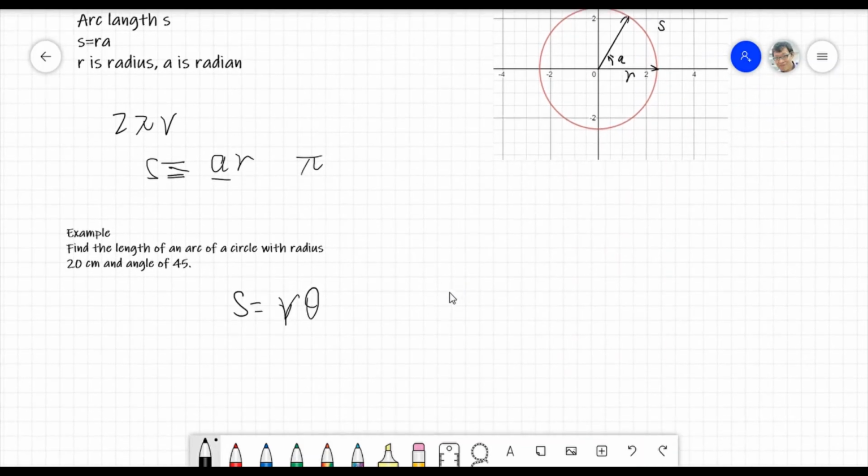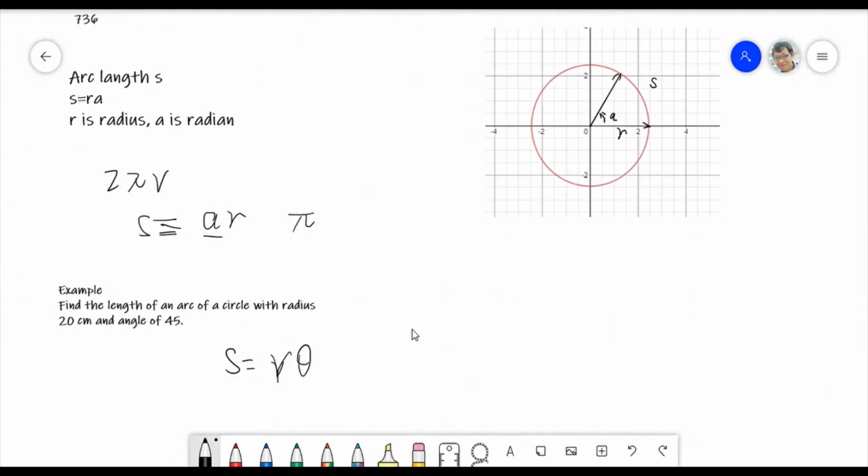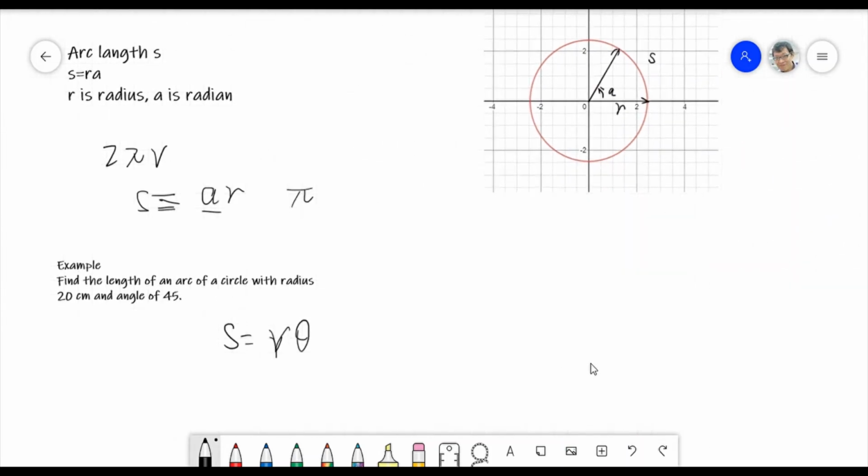We give some examples to understand this. Anyway, today is more on concepts, so it's a little boring. The example is: find the length of the arc of a circle with a radius of 20 centimeters, and the angle is 45 degrees. First, we saw this is the formula, right? But the information that we get is the angle, 45 degrees.